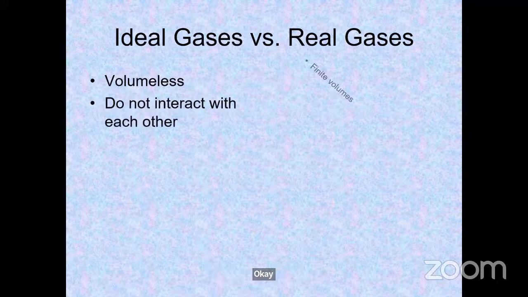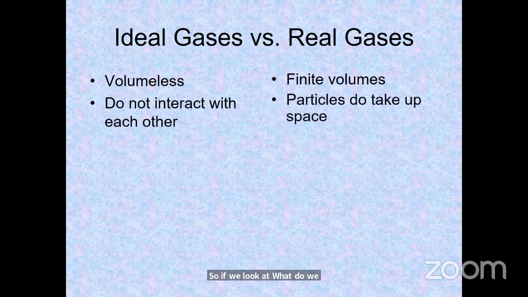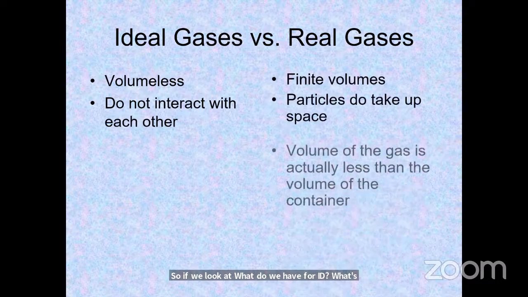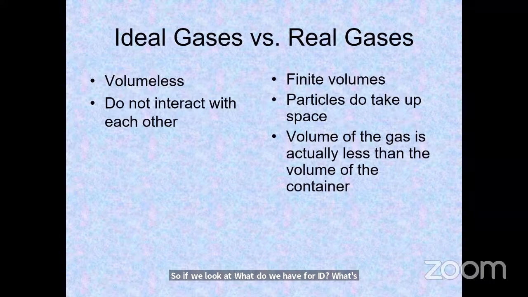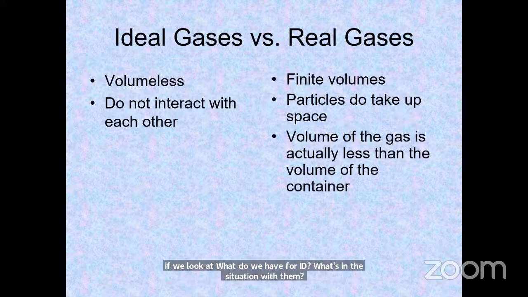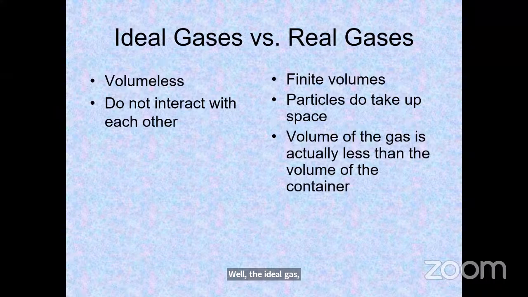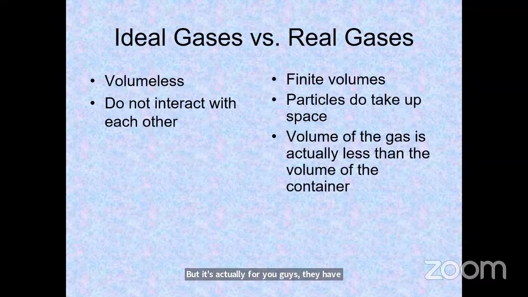So if we look at what we have for ideal and real gases, what is actually the situation with them? For the ideal gas, it is volumeless. That is what we were told. But actually, for real gases, they have volume, a finite volume. For the ideal gas, we were told they do not interact with each other.